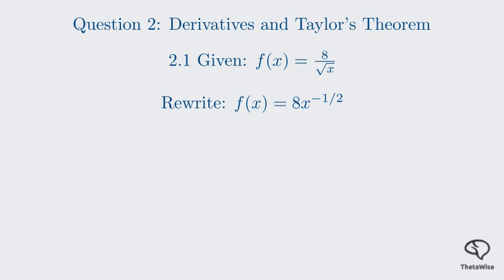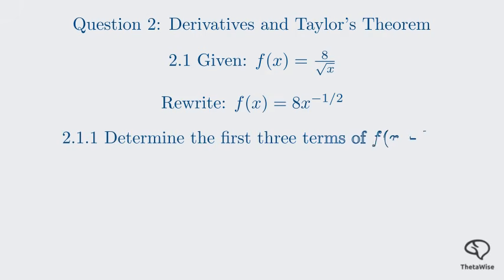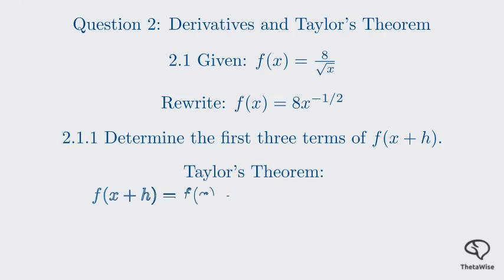Now let's tackle the first part. Part 2.1.1 asks for the first 3 terms of f of x plus h. To find these, we can use Taylor's theorem, which provides a formula for the expansion of a function f around a point x. The formula states that f of x plus h is approximately equal to f of x plus h times f prime of x plus h squared over 2 factorial times f double prime of x, and so on. We only need the first 3 terms, so we'll stop there. We need f of x, its first derivative f prime of x, and its second derivative f double prime of x. We already have the first term.